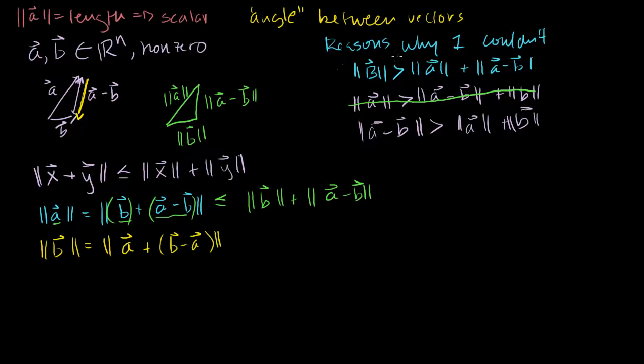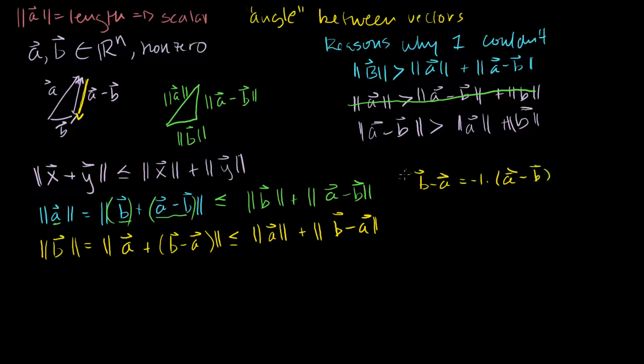Now, by the triangle inequality, we know that this is less than or equal to the length of vector A plus the length of vector B minus A. Now you're saying, hey, Sal, you're dealing with B minus A. This is the length of A minus B. And I could leave this for you to prove based on our definition of vector lengths. But the length of B minus A is equal to minus 1 times A minus B.